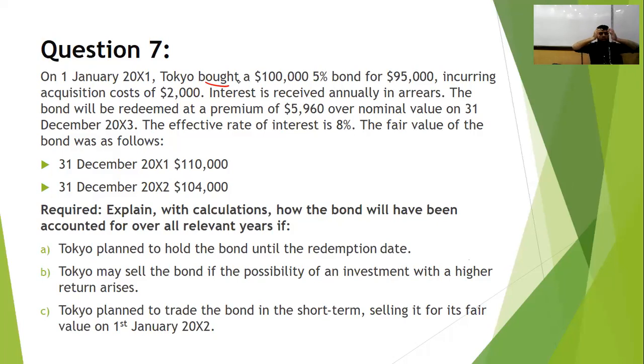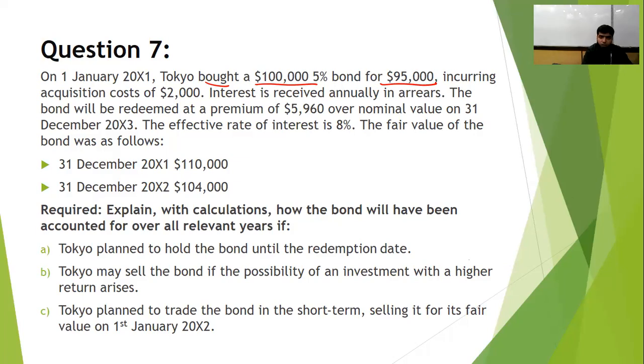Again, we need to recall, if we are making an investment in a debt instrument, we have three different categories: amortized cost, fair value through OCI, fair value through P&L. We need to check through which category we need to classify the investment. So now let's read out the question and identify the core values. Number one, Tokyo bought $1 lakh 5% bonds for $95,000. Can you please identify what the amount of investment actually is? Is it $1 lakh or $95,000?